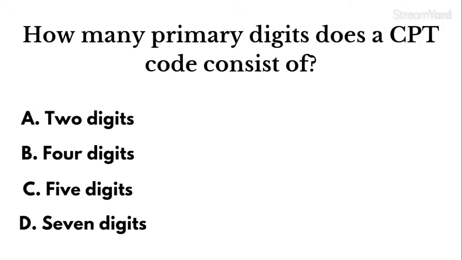I'm going to give you all a few moments to think about it. If you're watching a replay, just use this time to think about it and choose your answer. If you're watching live right now and you want to participate, go ahead and put in the chat what you think the answer is. A CPT code consists of 2 digits, 4 digits, 5 digits, or 7 digits. I'll wait just a few more seconds. I have a delay, so I want to see if anybody puts the answer in the chat.